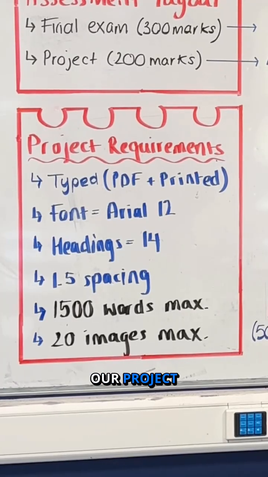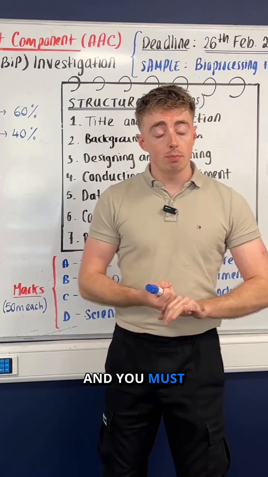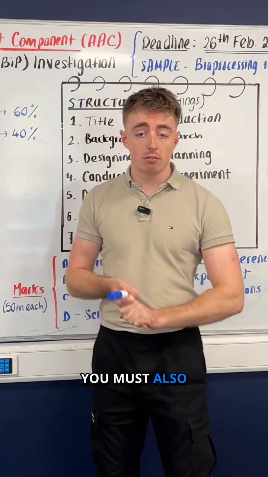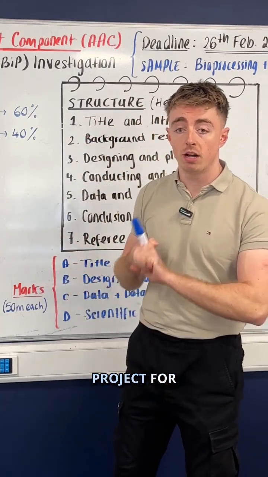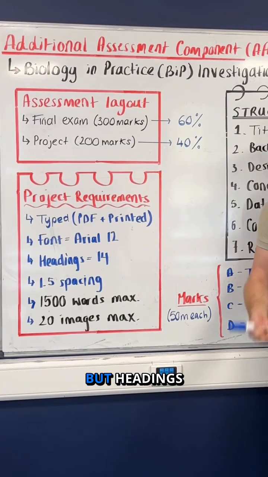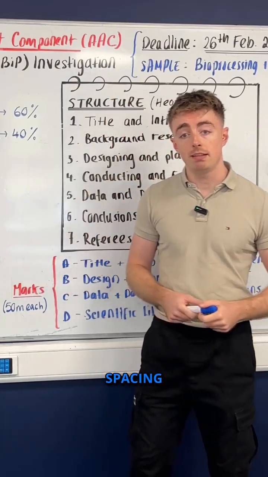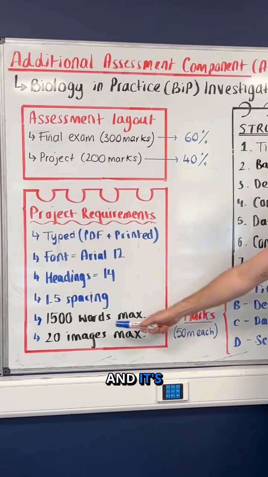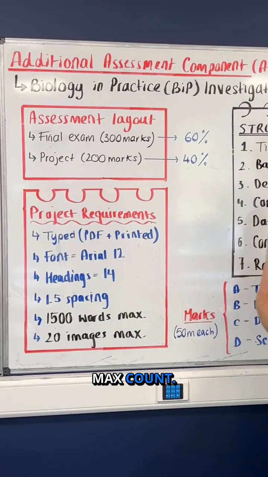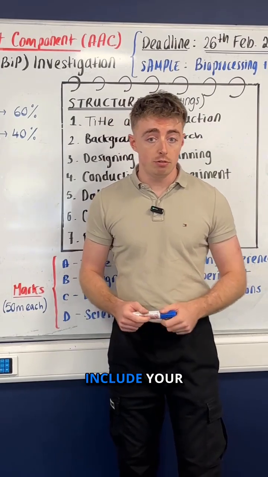So here are our project requirements. Your project must be typed, you must put it into a PDF form, and you must also provide a printed form of your project for submission. The font needs to be Arial at size 12, but headings can be up to a size of 14. There needs to be 1.5 spacing between each of your sentences, and it's a 1500 word max count. As well as that, you have a maximum of 20 images. These images do not include your formulae.